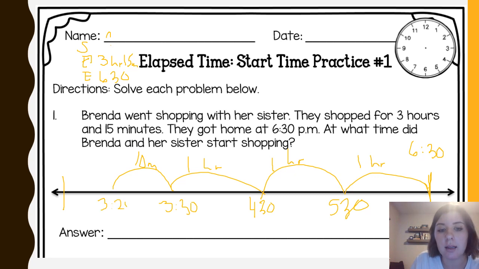Now, I'm just picking this. I could take 15 minutes away if I can do that in my head. I could take 1 minute. I could take 5 minutes. Whatever works for you. Now I've taken away 1, 2, 3 hours and 10 minutes. I need 3 hours and 15 minutes. So I'm going to take away 5 more minutes. And 3:20, taking away 5 minutes, is going to give me 3:15.